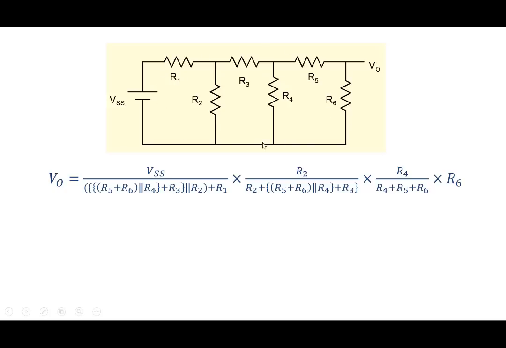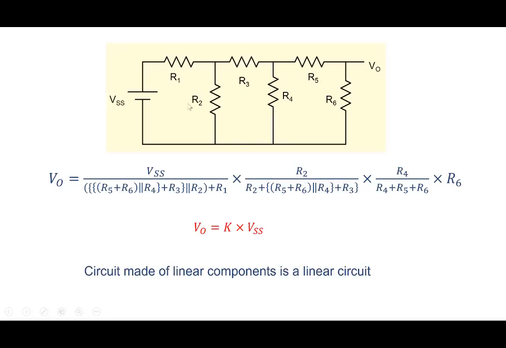The circuit is given over here, and note, if you look at the expression, yes, it's complicated, but its dependence on VSS is straightforward. In fact, we can write the whole thing as V0 is K times VSS. The reason we can write it in this simple form is that our circuit is made up of linear components. The resistor is a linear element. Mathematically, the relationship is linear. And when you combine elements which are linear, you get a linear circuit, and a linear circuit has these linear relationships.